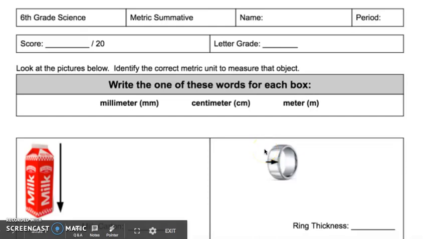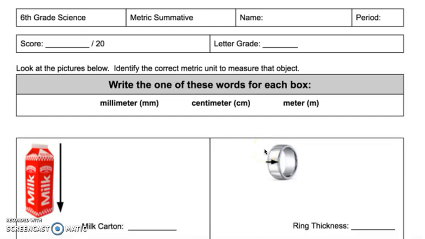Hi students, today you are taking your science metric summative. So the first thing that you need to do is make sure your first name and your last name is up here in the box, along with what period you have science. So make sure that you have your last name on there. It is much easier for your science teachers to grade your work.